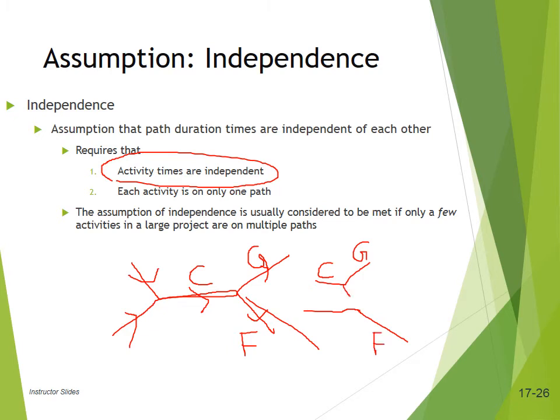What we can do is we can introduce a dummy activity. So this here would be a dummy activity, just to separate an activity from two paths. We don't want this activity C to be shared by two paths. Then the processing becomes critical. We don't want to get into that complexity.